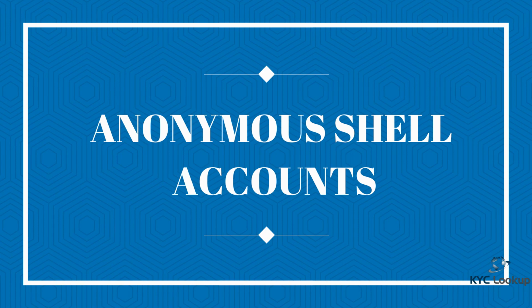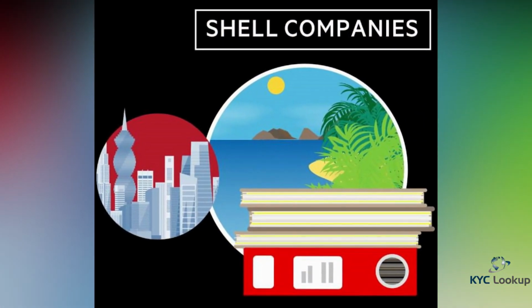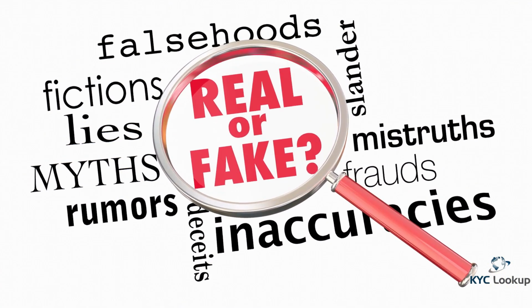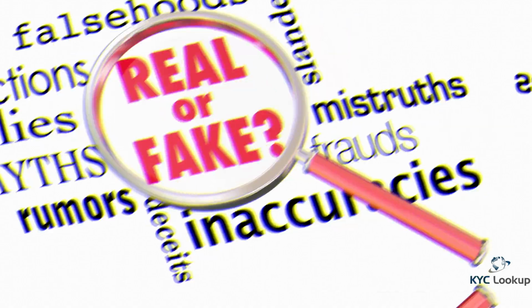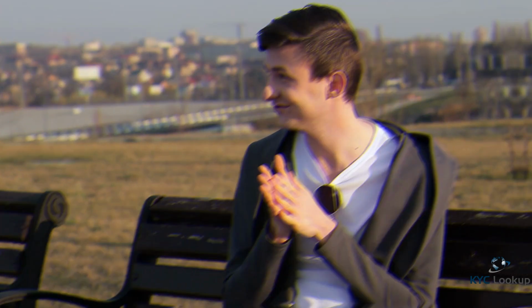Anonymous shell accounts. A shell company, bank, account, or corporation is an entity that conducts no real business. It is essentially a cover used to hide and move funds. The purpose of these accounts is to deceive others into thinking the business is legitimate while laundering money and evading taxes.